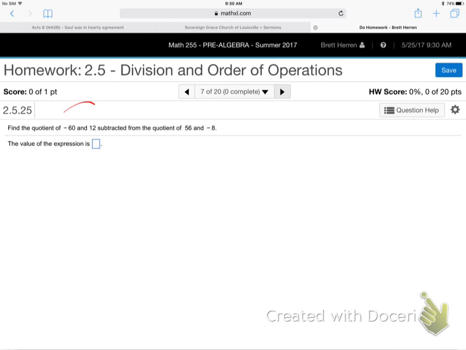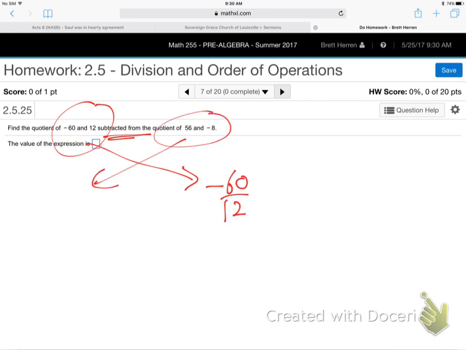Okay, so subtracted from means this goes over here. And this goes over there, right? And we put a minus in the middle. Good so far. Is that making sense? Subtracted from means subtracted at the back, doesn't it? Right? Just following me on that one? Is that making sense? Right, that's what the word subtracted from means.